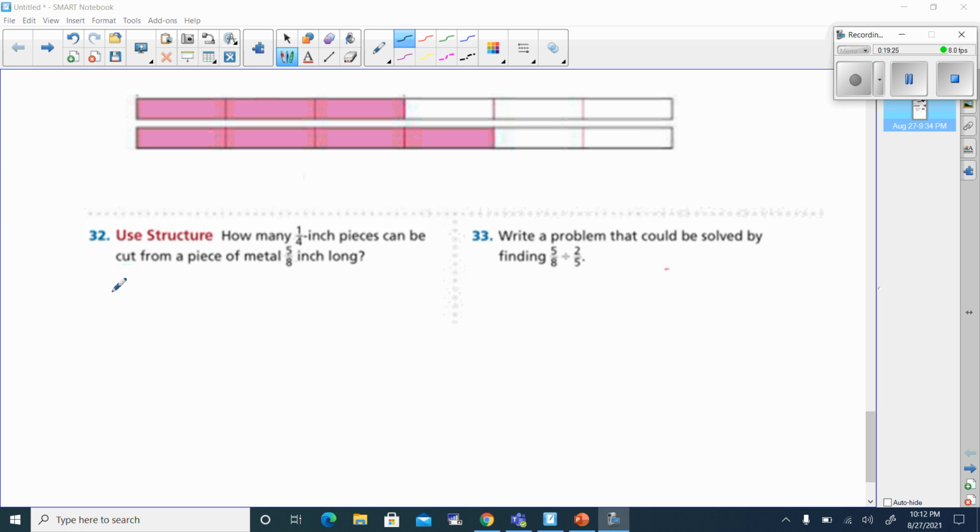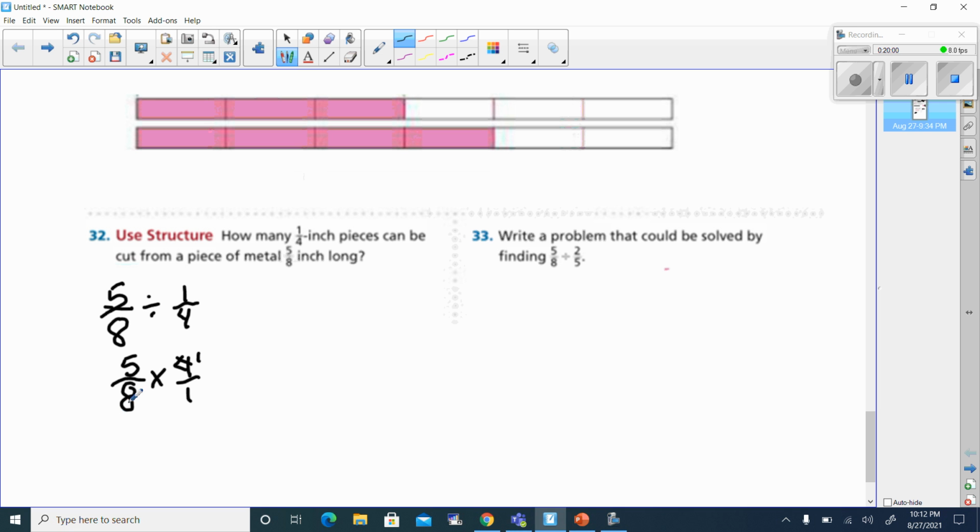So we have 5/8 inch long metal to use. There's no more than that 5/8. And how many 1/4? So we're dividing that 5/8 by 1/4. That's going to be equal to 5/8 times 4 over 1. Remember, we flipped that second one. We can see that 4 and 8 are both divisible by 4.